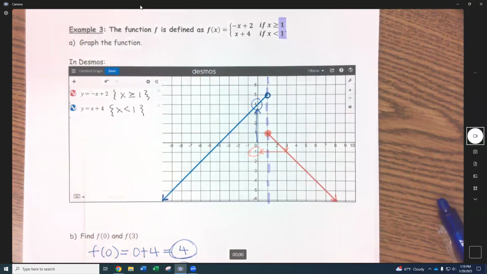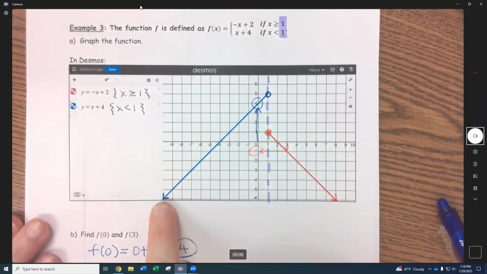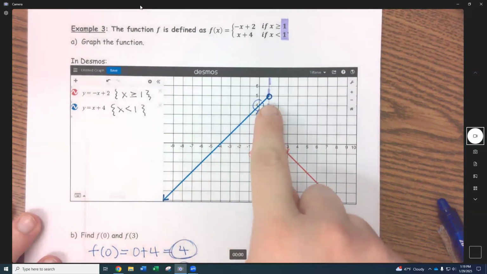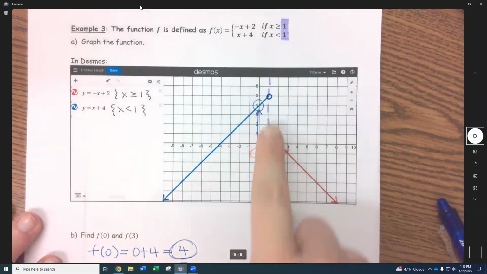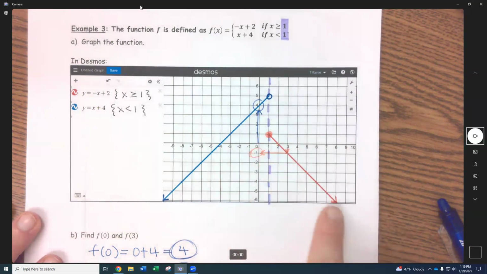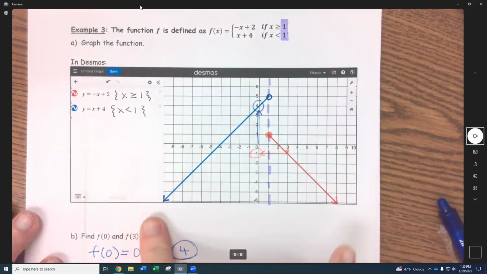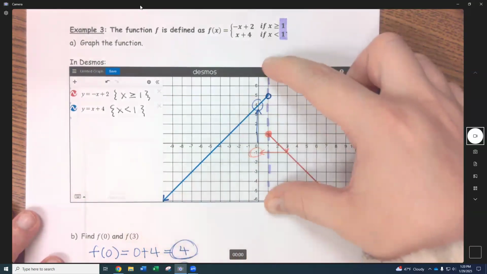So that's what my graph looks like. So when you're looking at that domain, negative infinity all the way, oh, it's missing 1, but nope, there is a value at 1, and it's going to keep going forever. So negative to positive infinity, since I have no break right here.